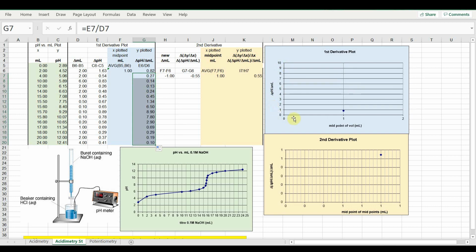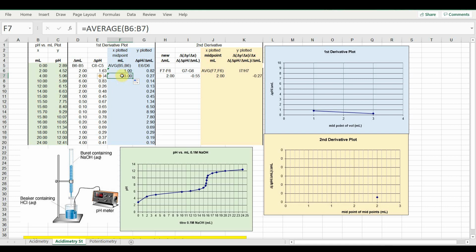Now on the x-axis we want to plot the volume, but what volume will we plot? Since the change in mils was taken over two separate volumes, we're going to plot the average of 2 points. This will be the average, or the midpoint, of 0 and 2, which will be 1 mil. How about the next x-axis point? It'll be the average of the next 2 mils of titrant. Between 4 and 2, the midpoint will be 3, and that's the average. We can autofill that down.